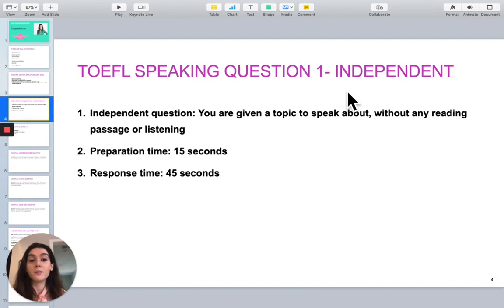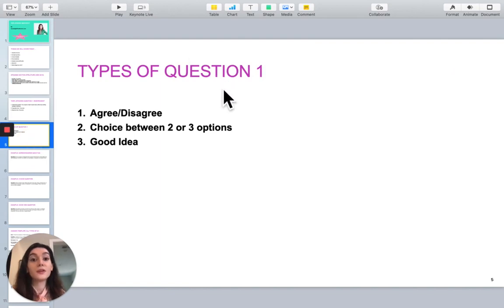Now, with question number 1, this is the independent task. As I said before, you're given no reading or listening, and you're given a question and you have to respond based on your own experience and opinion. You're given a preparation time of 15 seconds and a response time of 45 seconds. So there are 3 types of question number 1. The first is agree, disagree. The second is the choice between 2 or 3 options. And then the third is the good idea question.